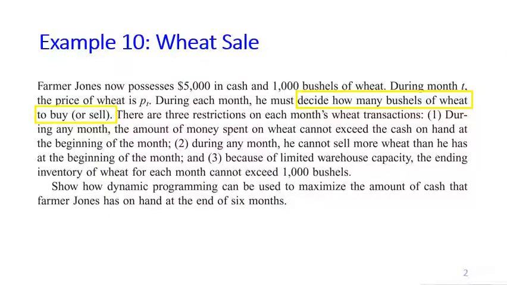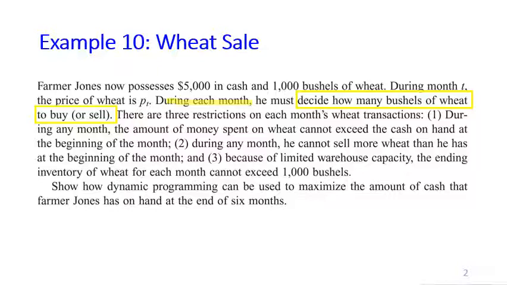In this example, Farmer Jones now has $5,000 in cash and 1,000 bushels of wheat. A bushel is a unit of volume for dry goods. Feel free to correct me if I'm wrong, but I always think that it's a unit of volume. So what he must decide is how many bushels of wheat to buy or sell during each month. That is his decision.